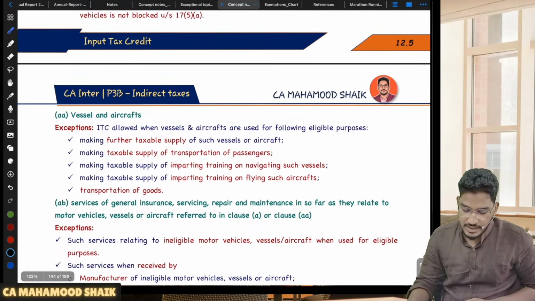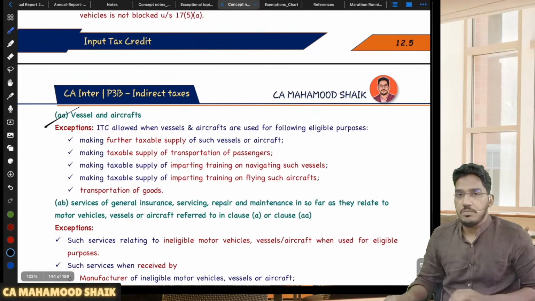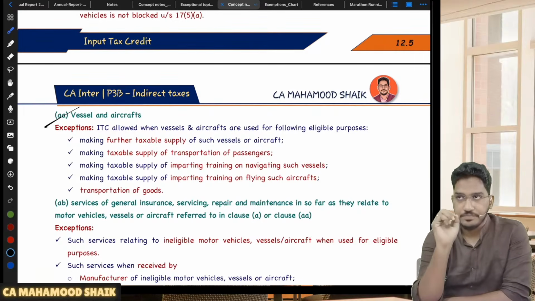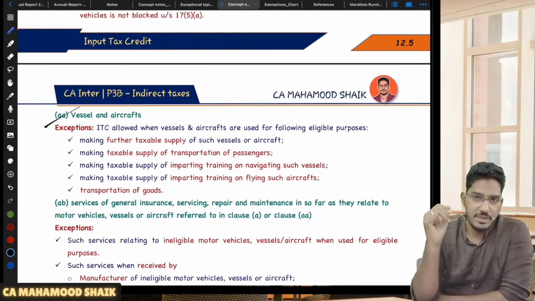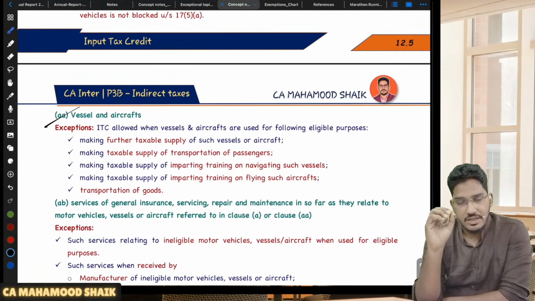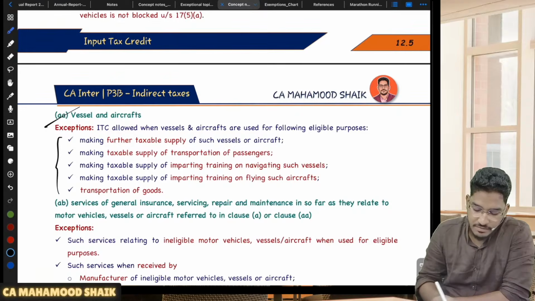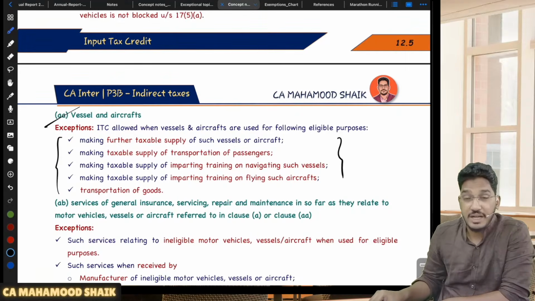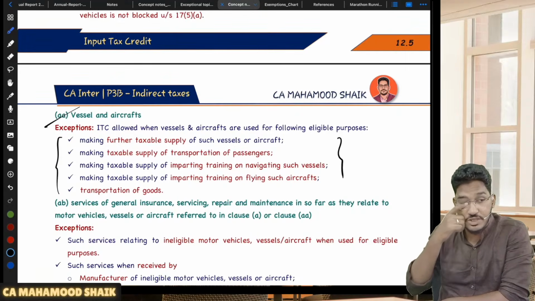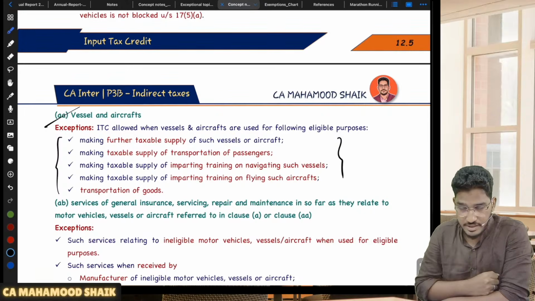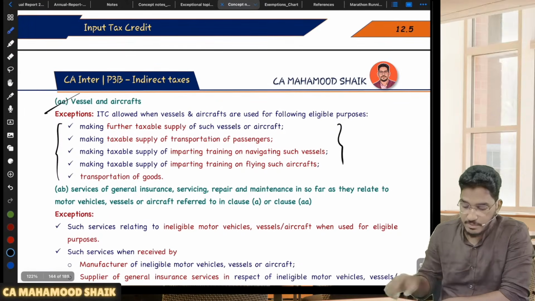Now coming to the next item on which ITC will be blocked: vessels and aircraft. Even if you are purchasing a vessel or aircraft, ITC will be blocked. But however, here also there are some exceptions. If you are buying a vessel or aircraft but using it for eligible purposes, then you can avail the input tax credit. Sir, what are those eligible purposes? Number one, the list looks more or less the same.